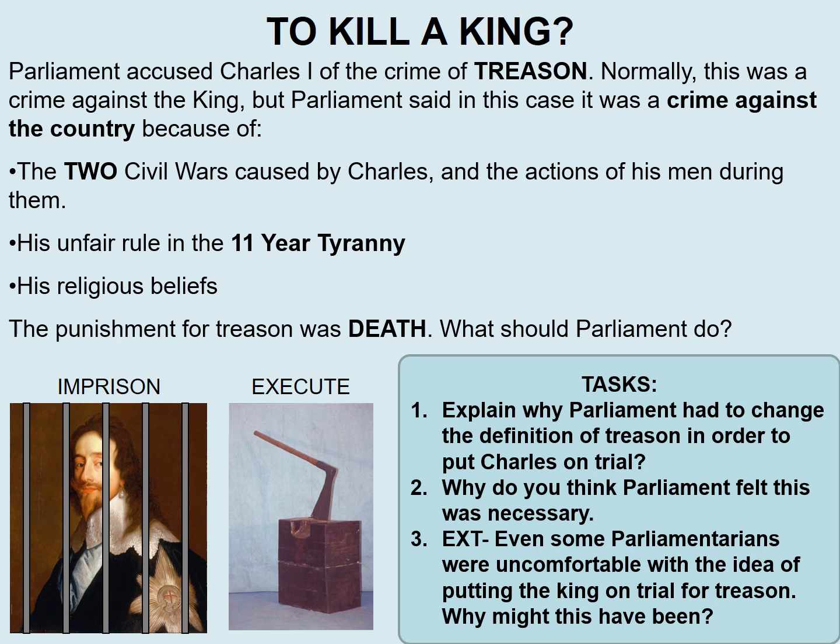So, Parliament had to change the definition of treason because previously treason had been a crime against the king. You could hardly say that the king had committed a crime against himself, so instead they made it a crime against the country or kingdom. That meant that they could accuse Charles. So why was this seen as necessary? Well, as I've just said, Charles could hardly be put on trial for having committed a crime against himself. By making treason a crime against the kingdom, Charles and his men could be held accountable for what had happened during the war.